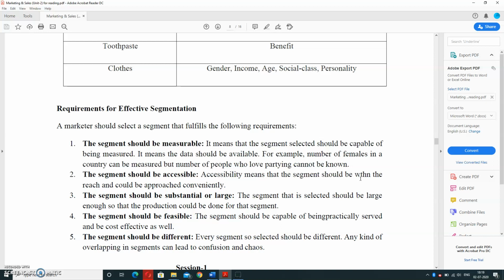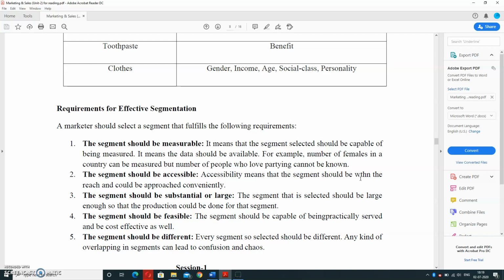And fifth, the segment should be different. Every segment so selected should be different. Any kind of overlapping in segments can lead to confusion and chaos. So the report submitted for segmentation should not create any confusion. There should not be any overlapping. So overlapping should be reduced.